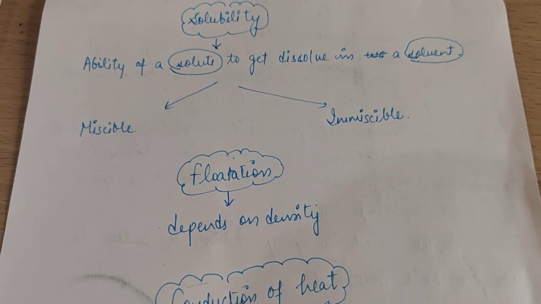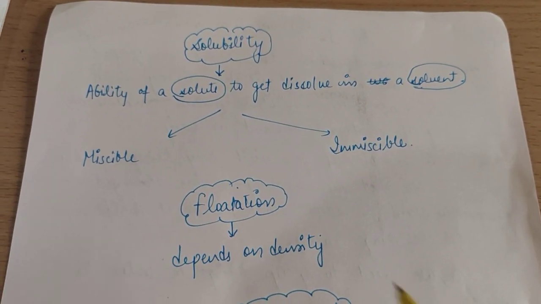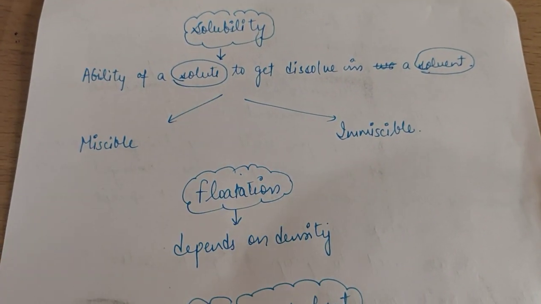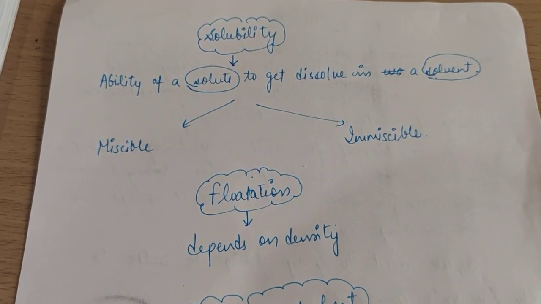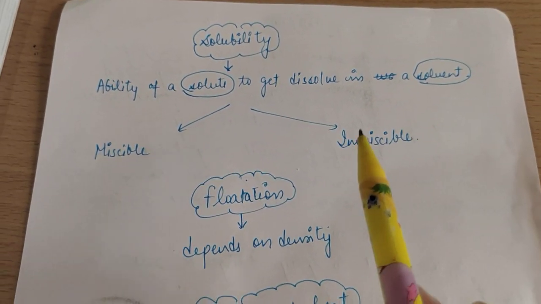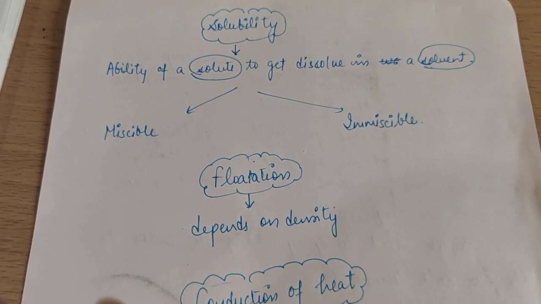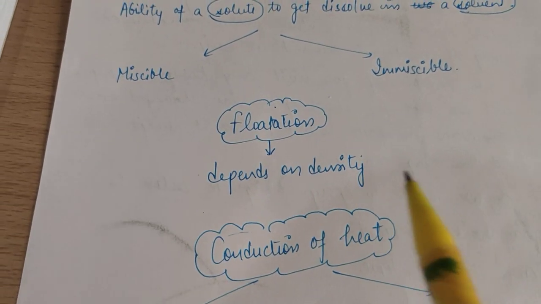So if the solute gets dissolved in the solvent completely, then we will categorize it as miscible liquids or miscible substances. But if it doesn't get dissolved, like sand doesn't get dissolved in water, right? So we will say that sand is immiscible in water. So we can have two categories: miscible substances and immiscible substances. Then the next is flotation.